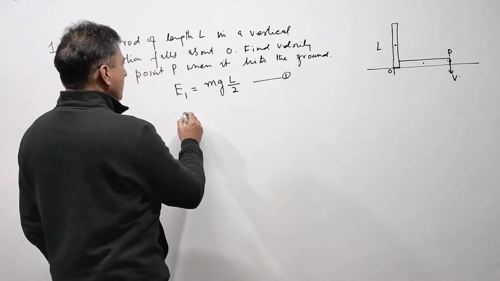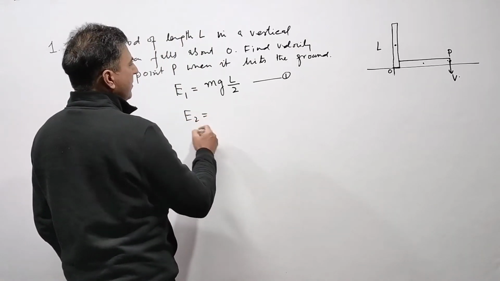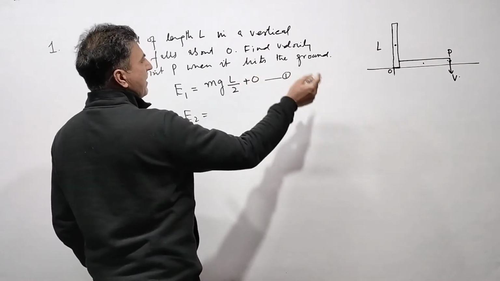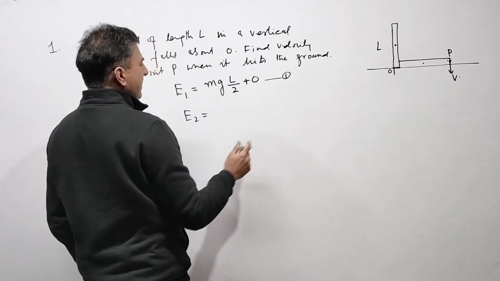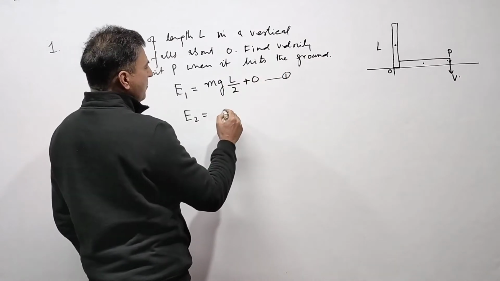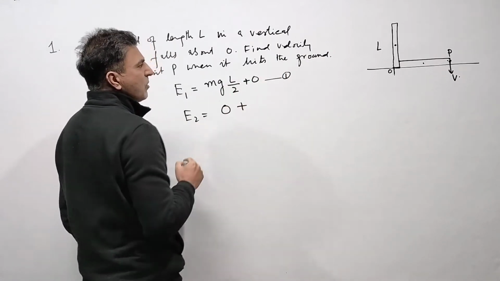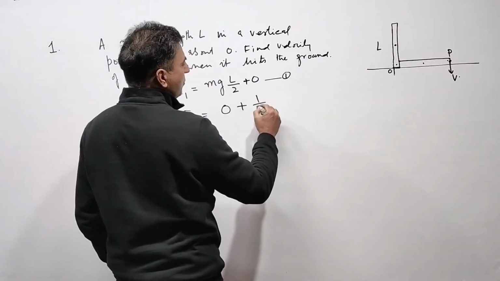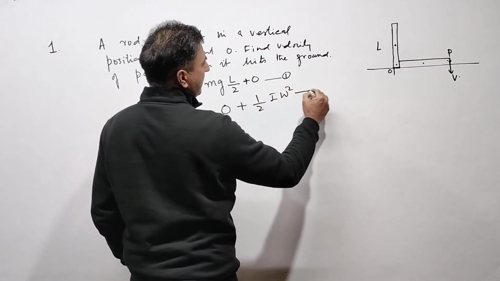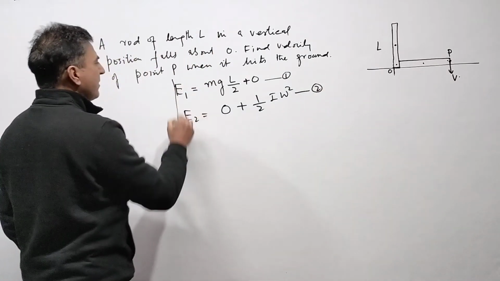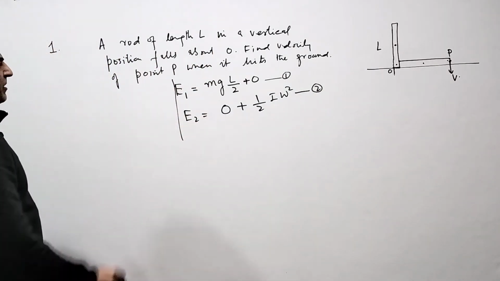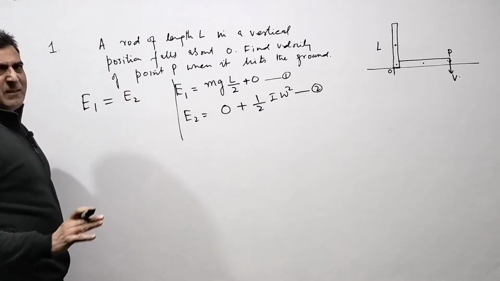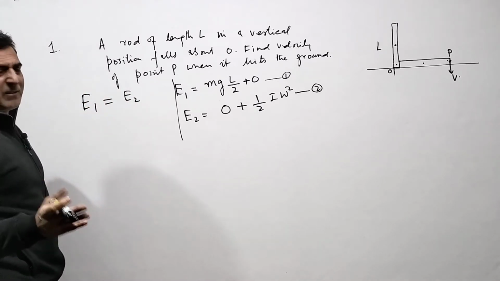So E2 is potential energy plus kinetic energy. The kinetic energy was zero when it was in the erect position, because there was no kinetic energy. But now when it falls on the ground, potential energy is zero. What is the rotational energy? It has pure rotation about this point, that is 1 by 2 I omega square. Equation second. As the external force is only gravitation, therefore E1 is equal to E2. Total energy is conserved. Initial and final energies are the same.